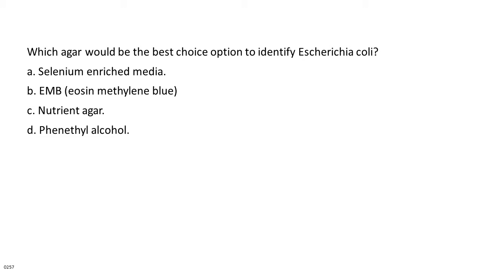Which agar would be the best choice option to identify Escherichia coli? A. Selenium-enriched media. B. EMB, eosin methylene blue. C. Nutrient agar. D. Phenethyl alcohol.